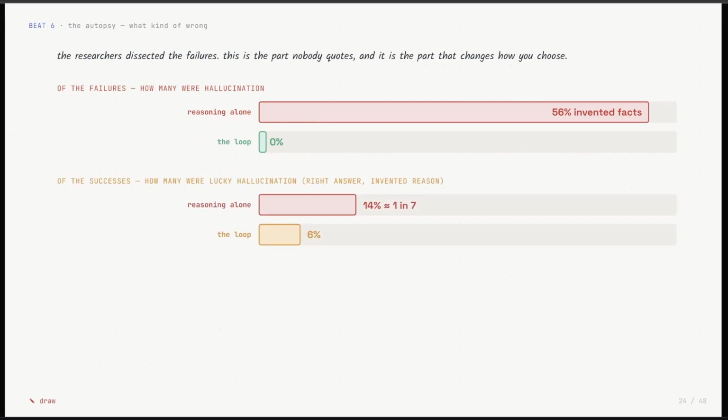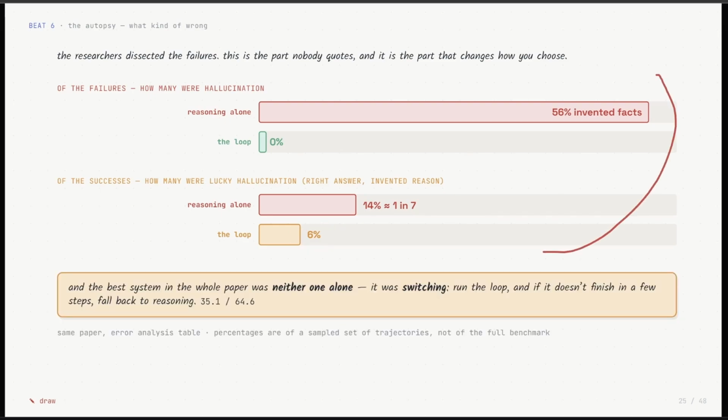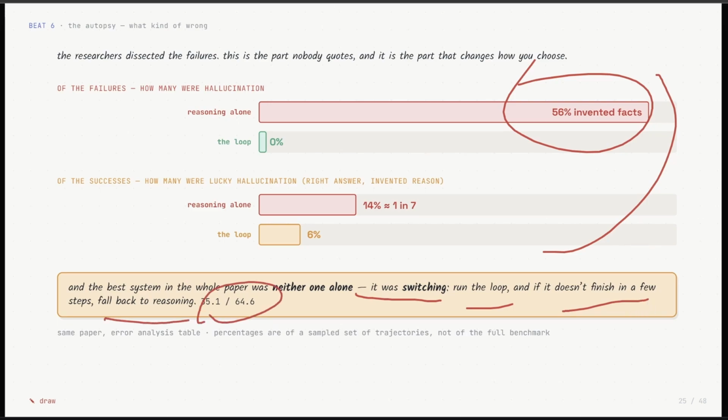Of the successes, how many were lucky hallucinations? Right answer, but invented reason. For reasoning, it was about 14%, 1 in 7. And for the loop, it was about 6%. These results are actually amazing, especially this part about hallucination. But generally, and this is coming from the researchers themselves, they said the best way to do this is switching. You run the loop, and if it doesn't finish in a few steps, you fall back to reasoning. At 35.1%, you would be running the loop. At 64.6%, basically 2/3, you'd be switching to reasoning alone.